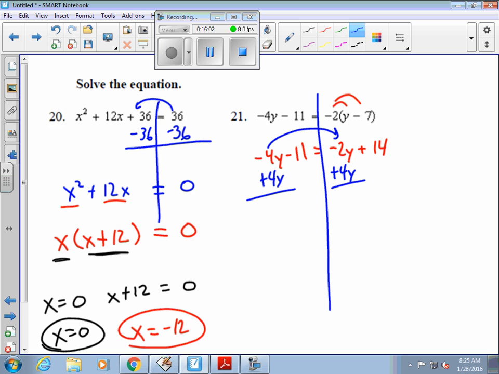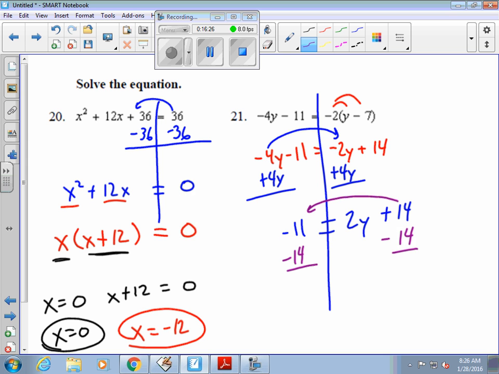Negative 2y plus 4y is positive 2y. We still have plus 14 there, and we still have negative 11 on the other side. Since we brought our y's to the right side, let's bring our 14 to the left side. It's positive, so subtract it. When you do it there, do it here. Negative 11 minus 14, they have the same sign negative in front of them. So add 11 and 14, and you get negative 25.